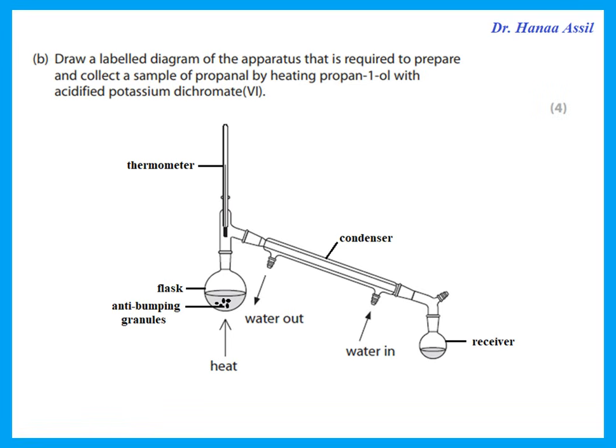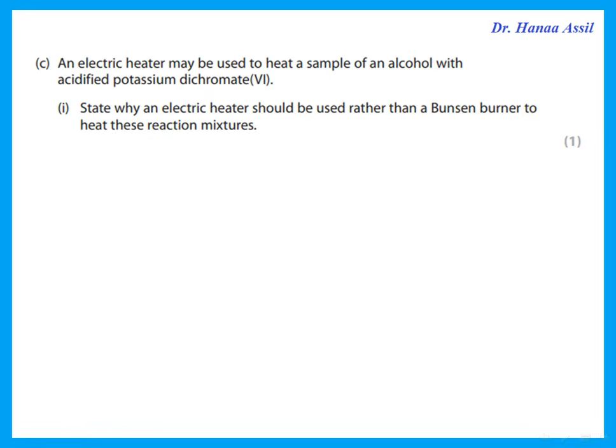A flask with anti-bumping granules, and we heat it. We have a thermometer, a condenser with water going in from the bottom and coming out from the top, and some sort of receiver or flask that we will collect the aldehyde in. So this is simple distillation to obtain the aldehyde.